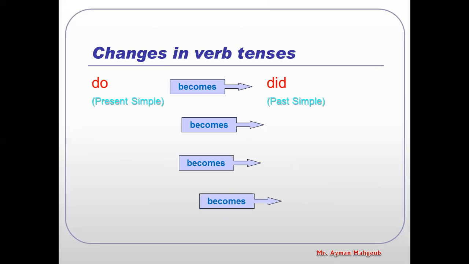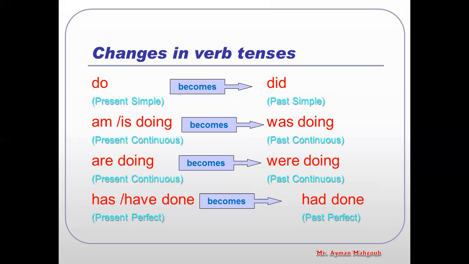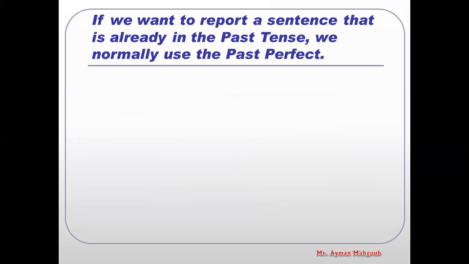Present simple becomes past simple. So do or does becomes did. Any present continuous becomes past continuous. So is doing and am doing become was doing. Are doing becomes were doing. Any present perfect becomes past perfect. So have and has done become had done.